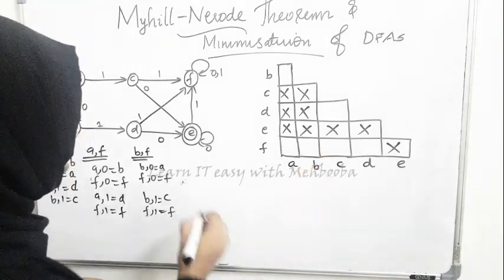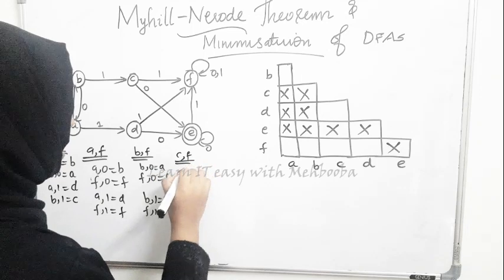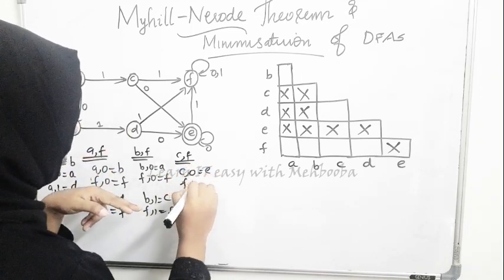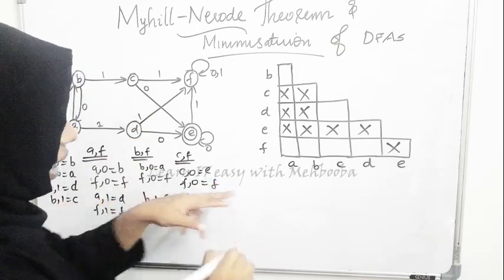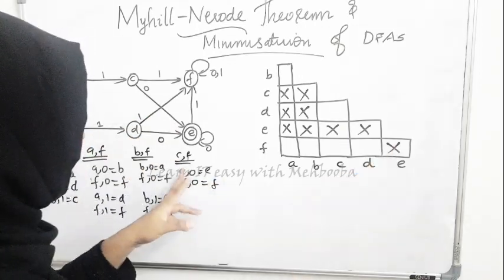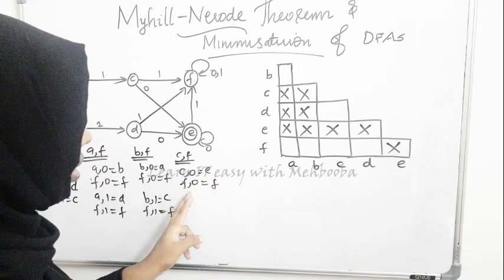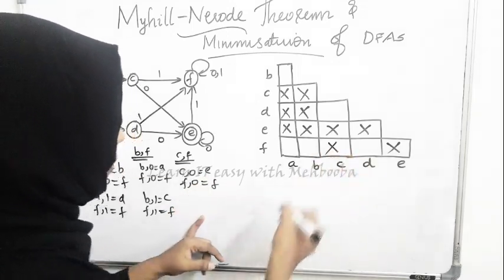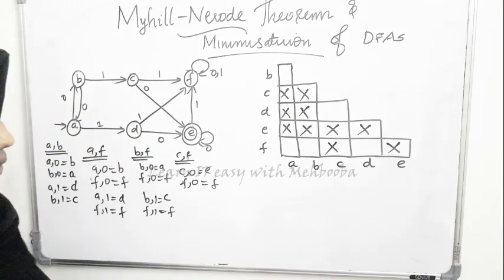Now we will check CF. C comma 0 goes to E and F comma 0 goes to F itself. EF has already been marked because C comma 0 goes to a final state and F comma 0 goes to a non-final state. They can never be equivalent. So CF is not equivalent. We have marked it.